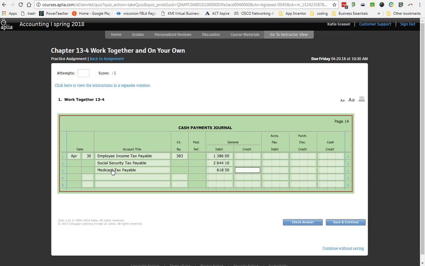So I'm going to take $618.50 plus $2,644.10 plus $1,386. And that gives me $4,648.60. Ideally, that would be the amount that is on your Form 941. How did I get that number? Add the three numbers together. I have 3 debits. That would give me my 1 credit.